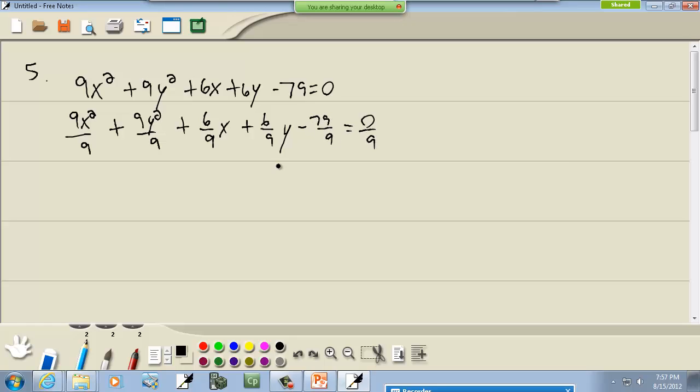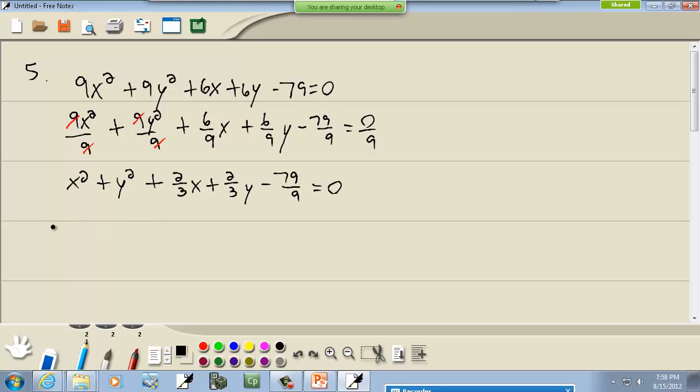Even the 0. Okay. Here those 9's cancel. Here these 9's cancel. So I got x² + y². 6/9 reduces to 2/3. So I got 2/3 x + 2/3 y − 79/9, and then 0 divided by 9 is 0. Okay, now this is in a form we can start working with.